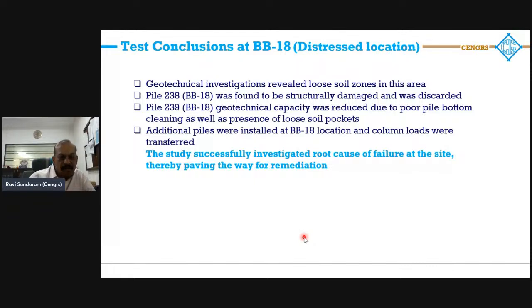Both the piles were found to be structurally damaged and had to be discarded. So additional piles were installed. So this is how the root cause of the failure was identified, and the remedial measures could be planned.